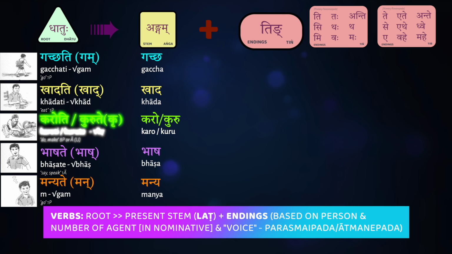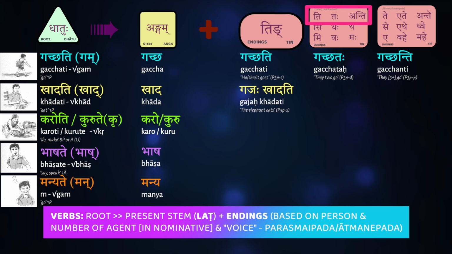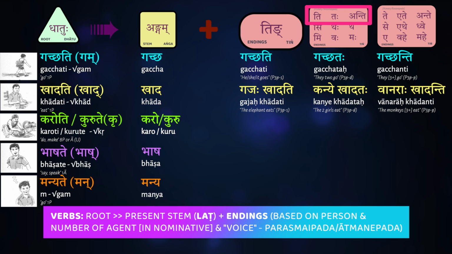and then kurute. So for the third person, prathama purusha, we're going to get gam, gachati, gachataha, gachanti. She, he, it goes. The two of them are going. All of them are going. For khadati, we'll get an example. We can have gajaha khadati, the elephant eats. Ganye khadataha, the two girls are eating. Vanaraha khadanti, the monkeys, three or more, are eating.